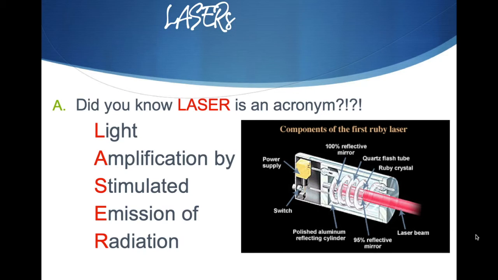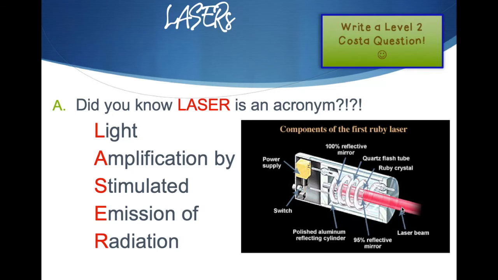And then, of course, now that that's a really, really intense beam of light, that's an intense beam of energy that can be used for cutting very precise, small things. It can get into small places, high energy, quick things for cutting. So that's kind of the benefit of that. And that's it. That's all I have on lasers. So go ahead and do your level 2 CASTA question.